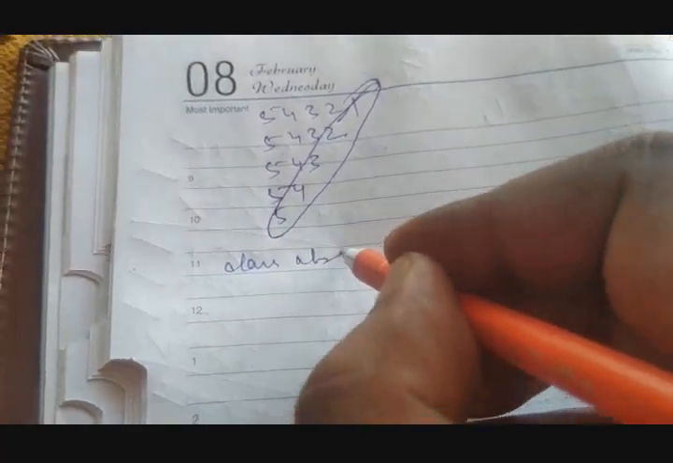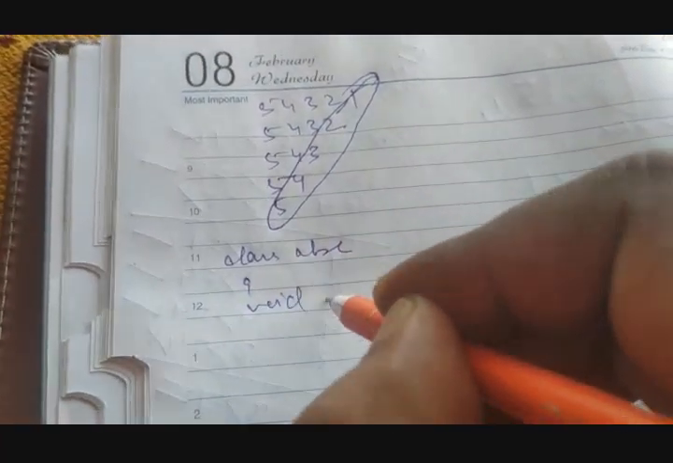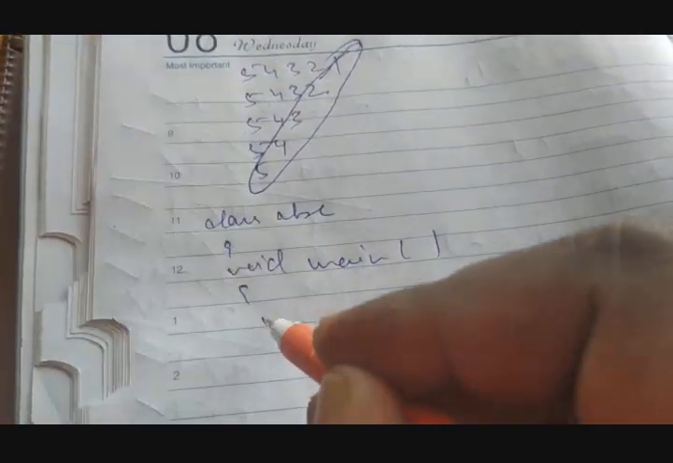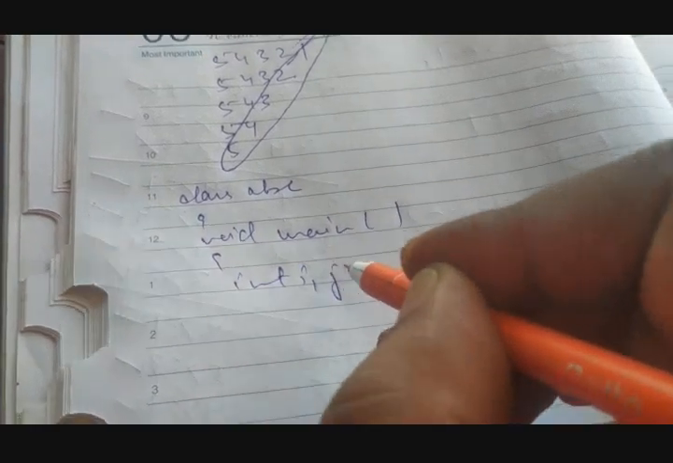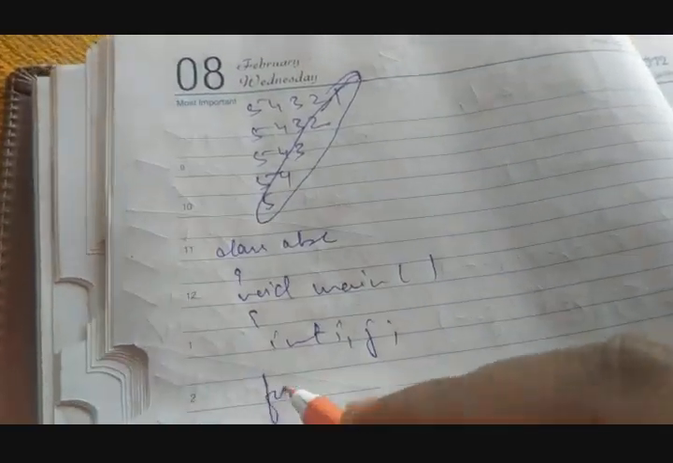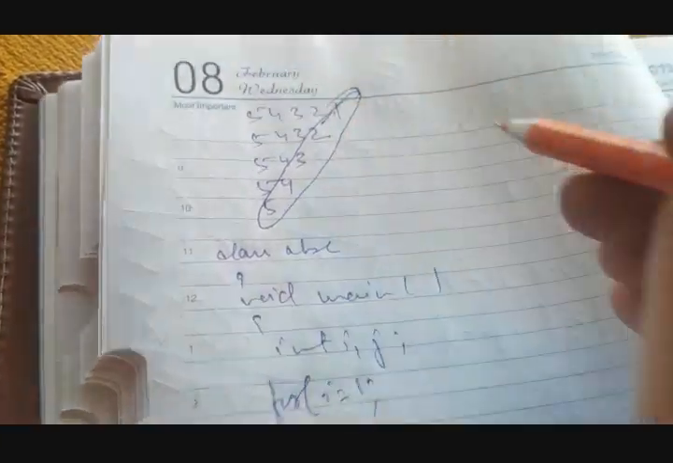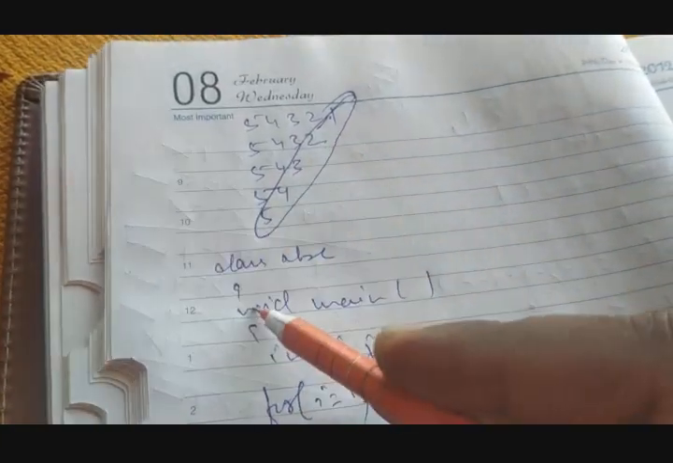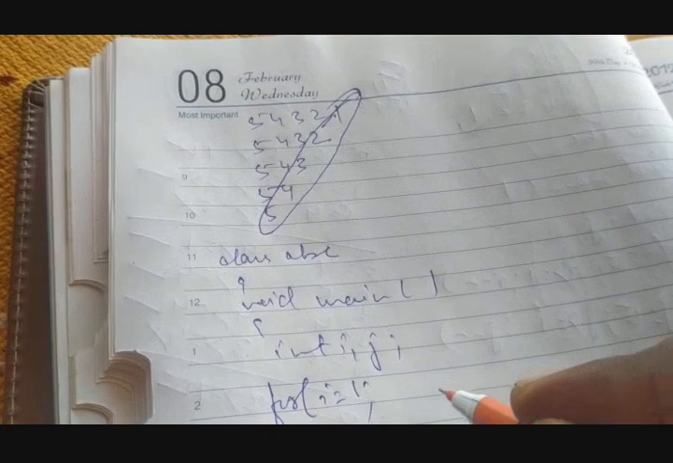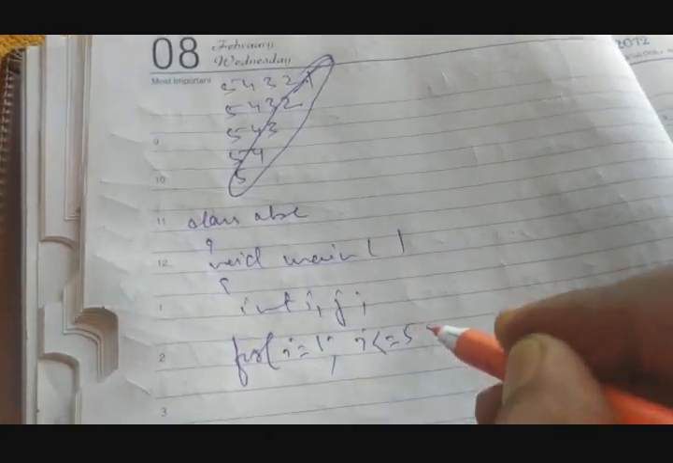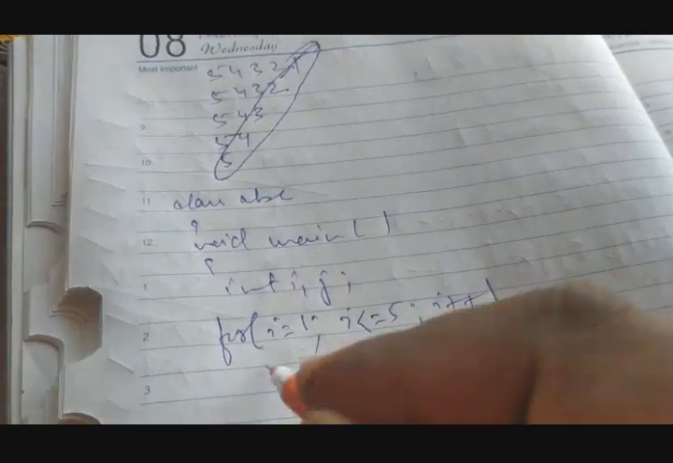Class ABC, void main, int I and j. So for I equals to 1, I begins with 1. 1 से लेके 5 जा रहा है, यानी कि बढ़ रहा है, तो बढ़ रहा है तो क्या होगा? लेस देन इक्वल्स टू 5, I plus plus.